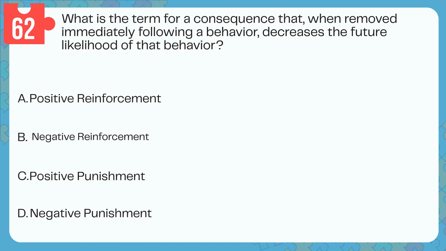Question 62. What is the term for a consequence that, when removed immediately following a behavior, decreases the future likelihood of that behavior? A. Positive reinforcement. B. Negative reinforcement. C. Positive punishment. D. Negative punishment.